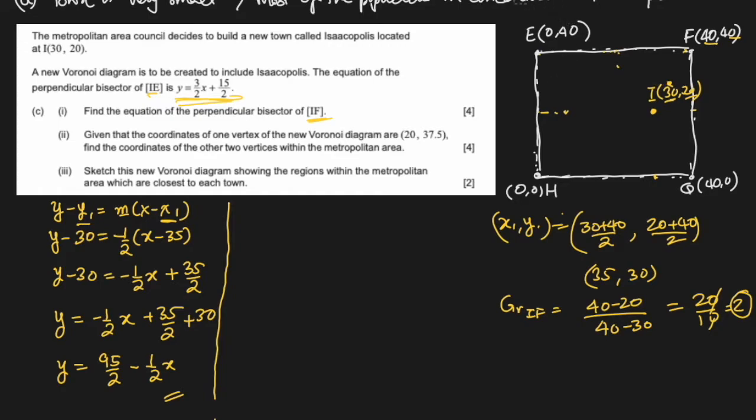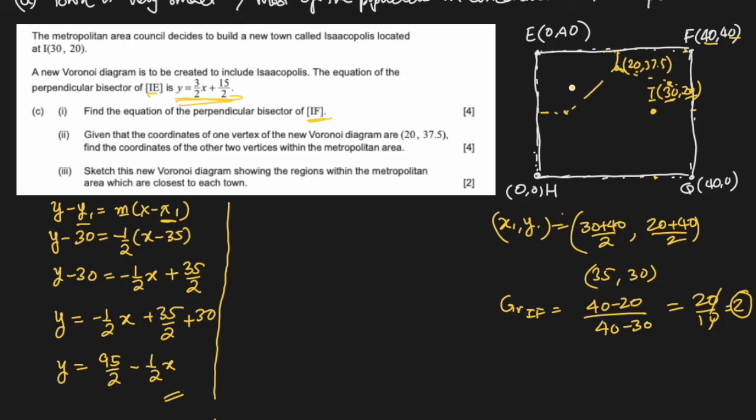Okay, so they are saying it is passing through how much? 20 and 37.5. So it will be a line here, 20, 37.5.